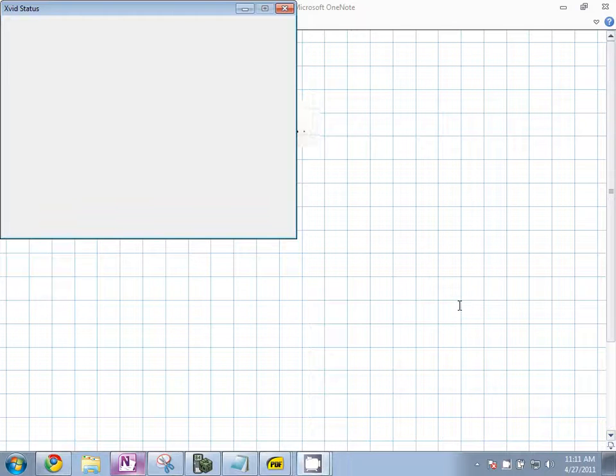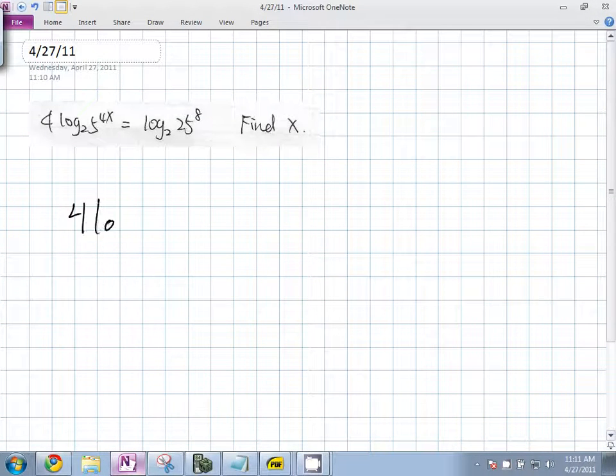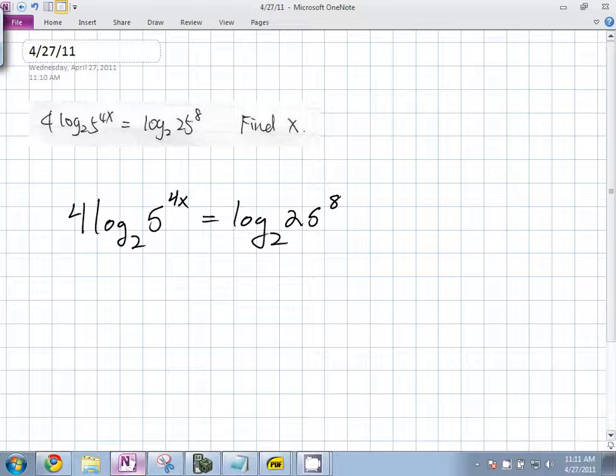Okay, so on this one, you first have to decode what it says, and it's pretty clear. It's 4 log base 2 of 5 to the 4x equals log base 2 of 25 to the 8. There are many different paths you can take, especially on one like this. Let's try to take the shortest one possible. What do you want to do first? Someone raise their hand and tell me what you want to do first.